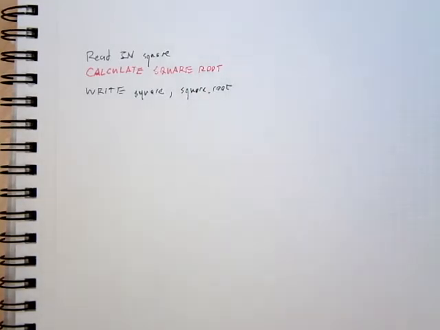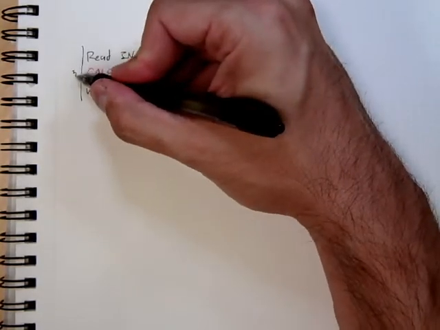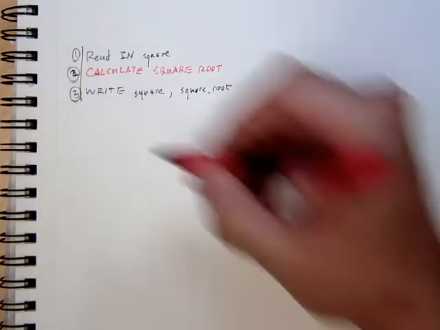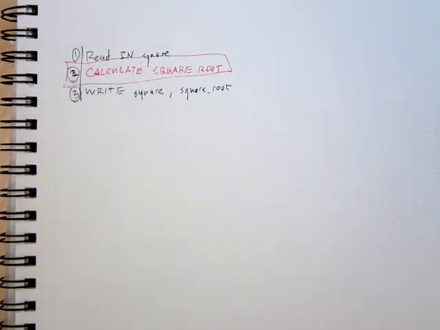Okay, so there's 1, 2, 3 steps, but step 2 is magic. So we need to drill down a little bit on that guy. So in order to calculate the square root, how do we do that?